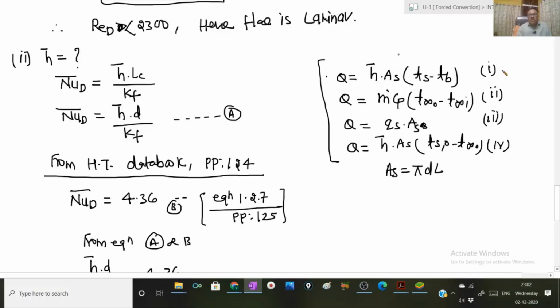Equation 1 I can't use, equation 2 I can't use, equation 3 I have to use because I know the value of AS and QS, so I can calculate Q. Now h bar AS into TSO minus T infinity O. So equation number 4 contains this term TSO. So I can use equations 3 and 4 combinedly.